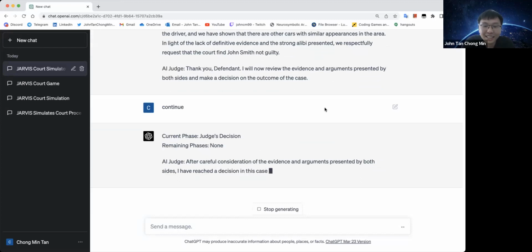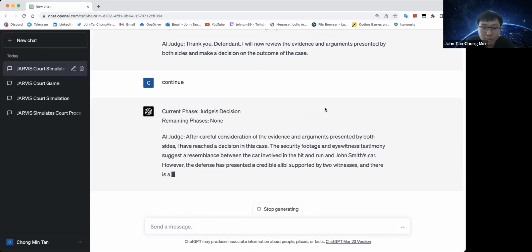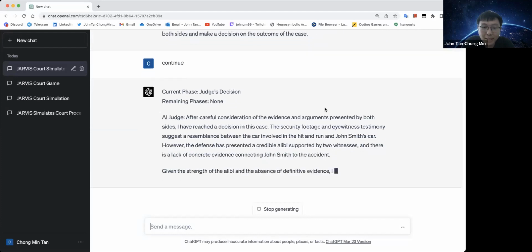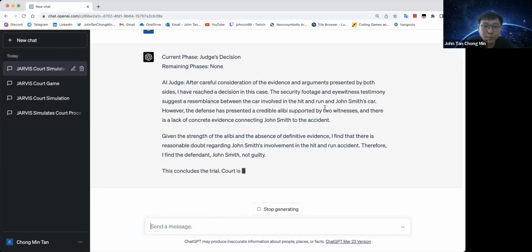All right, I have reached a conclusion. The defense has presented a credible alibi, given the strength of the alibi and the absence of definitive evidence. I find there's reasonable doubt regarding John Smith's involvement in the hit and run accident. Therefore, I find the defendant John Smith not guilty.